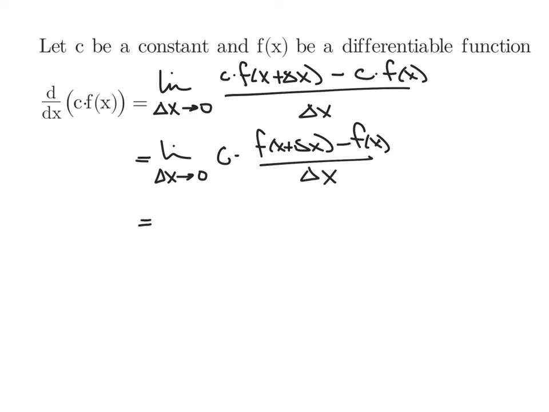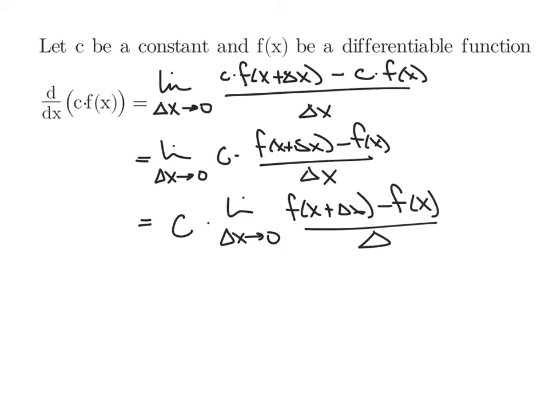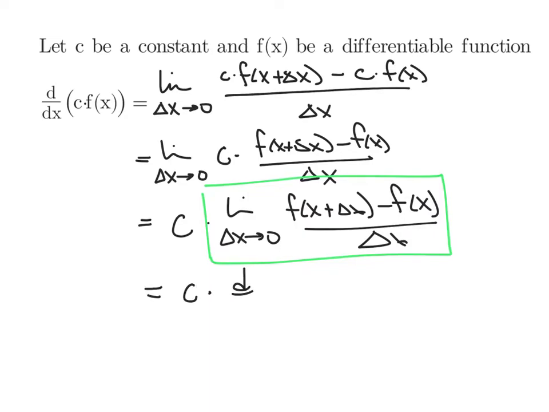Now, when we start taking the limit, the limit of the constant is going to be the constant. That's because we're taking the limit of the constant, not the derivative of the constant. And then we'll still have the limit as delta x approaches 0 of our big ugly fraction. But our familiar big ugly fraction, we know that this fraction is the definition of the derivative. So we will end up with c times the derivative of f of x.